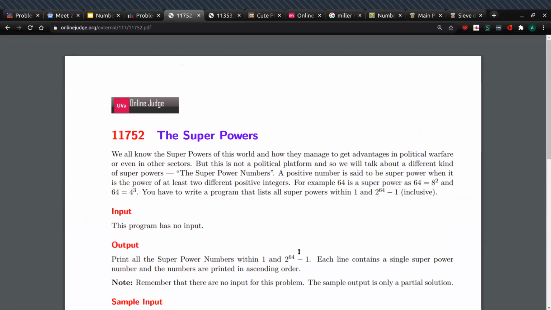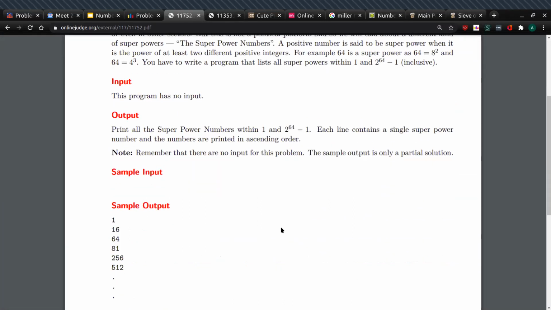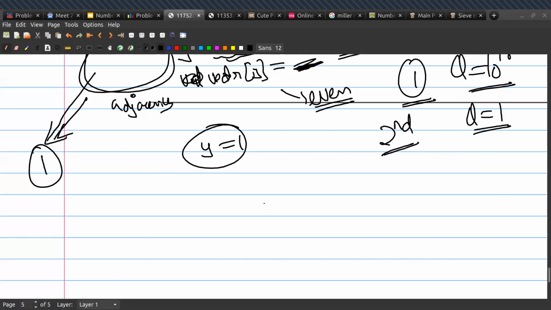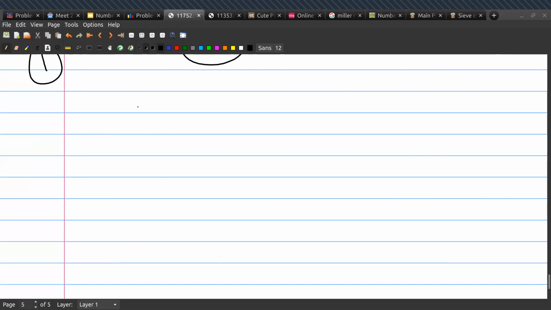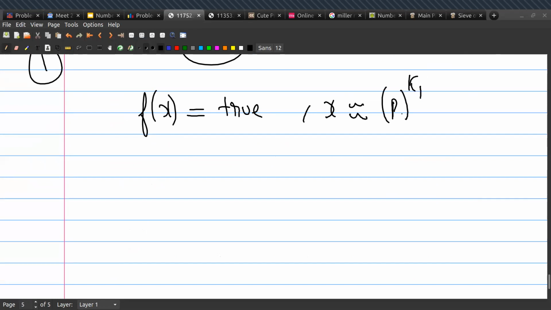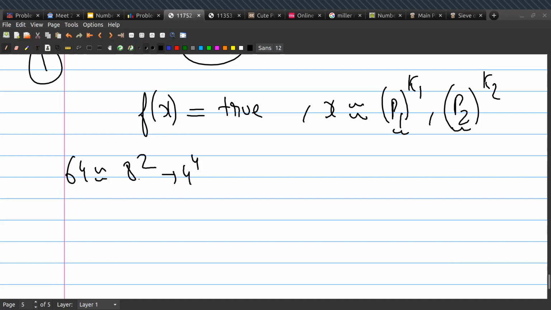Cool. So basically, the question is, there is again a function for every number. So f of x is true when x can be expressed as powers of two different numbers, p1 to the power k1 and p2 to the power k2. It is not prime, like powers of two different numbers. So let's say 64 can be expressed as 8 square and also as 4 to the power 4. So 64 is good.